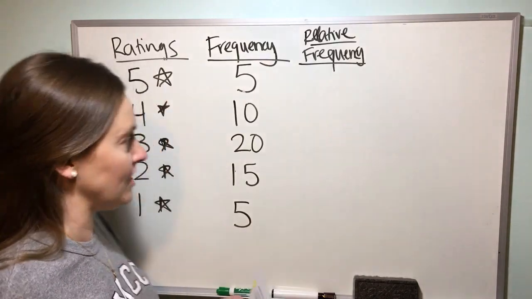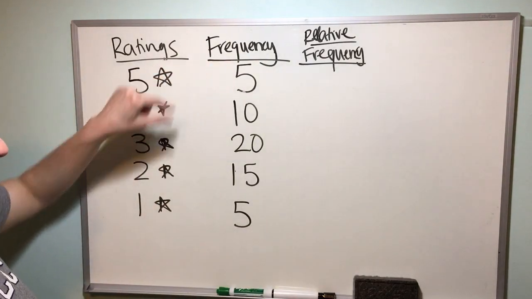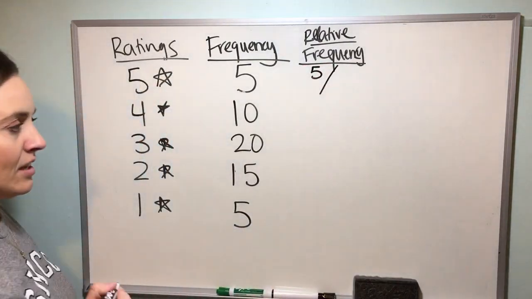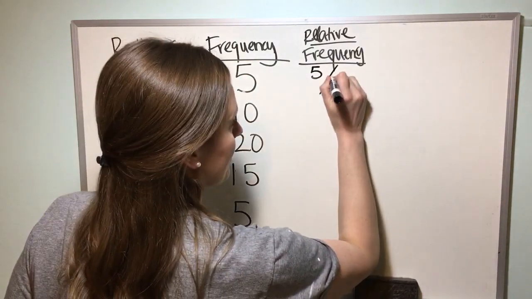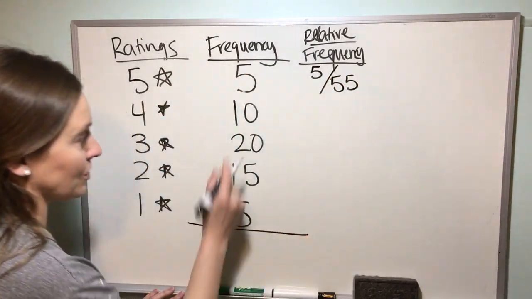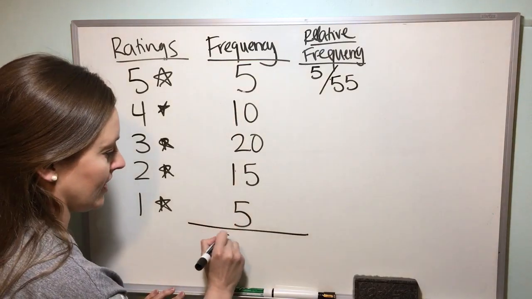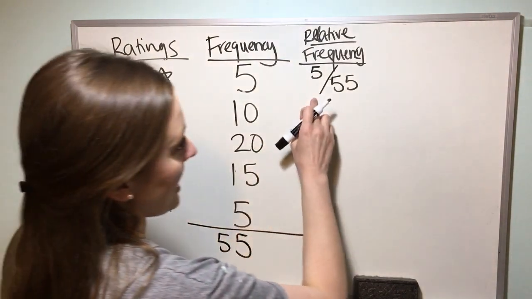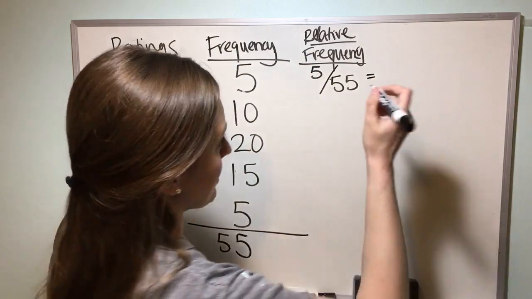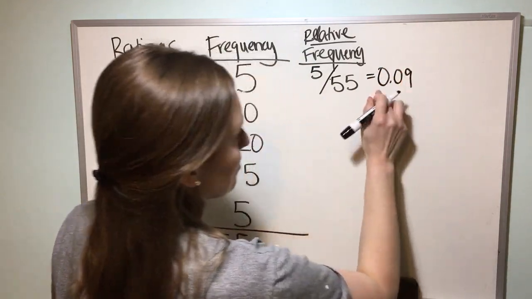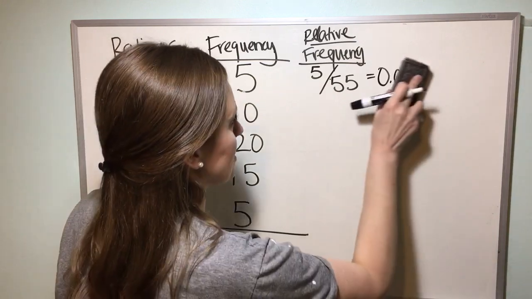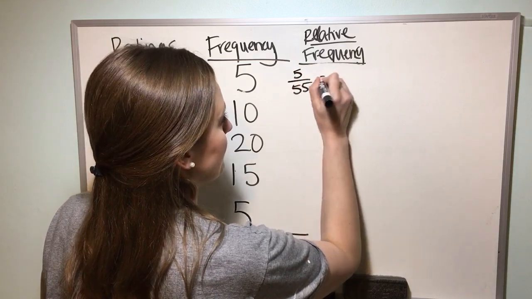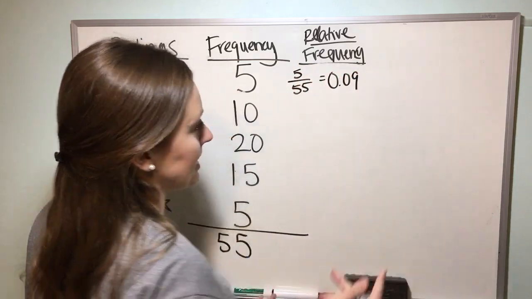The relative frequency means, okay, there were 5 five-star films out of a total of how many films? Well, you could figure that out, right? Just add those all together. Out of 55, because the total here, when I add all of these together, gives me 55 films. The relative frequency then is 5 out of 55, or if you did it as a decimal, 0.09. I'm going to need more room, so I'm going to scoot this over. Hopefully you have a lot of paper.